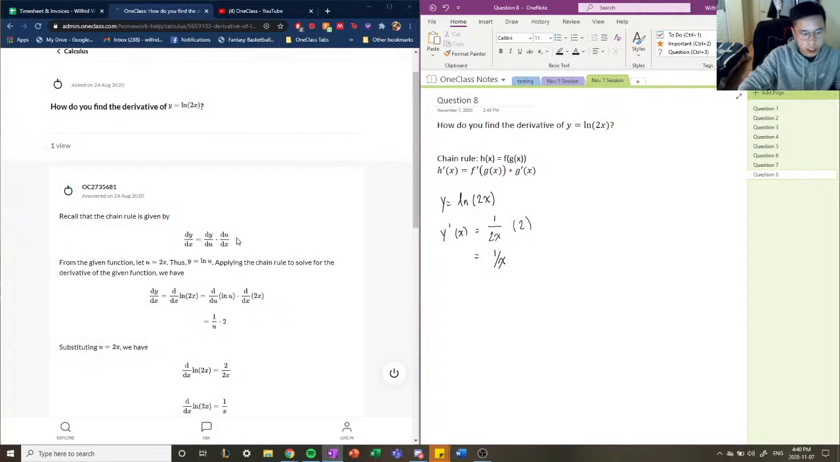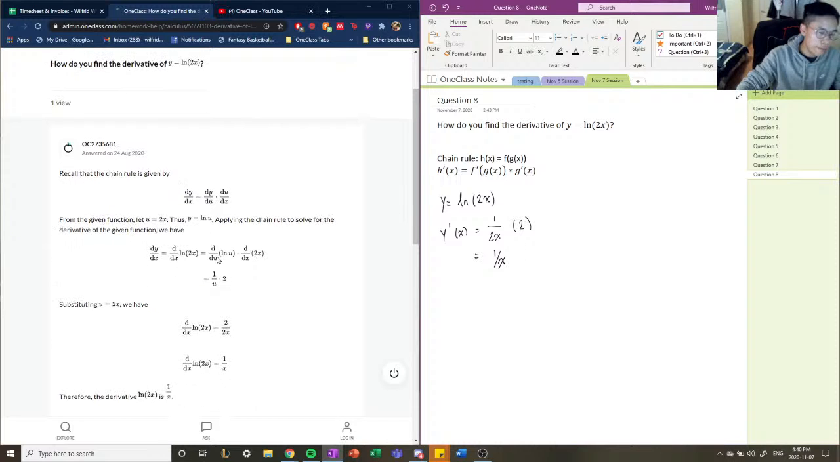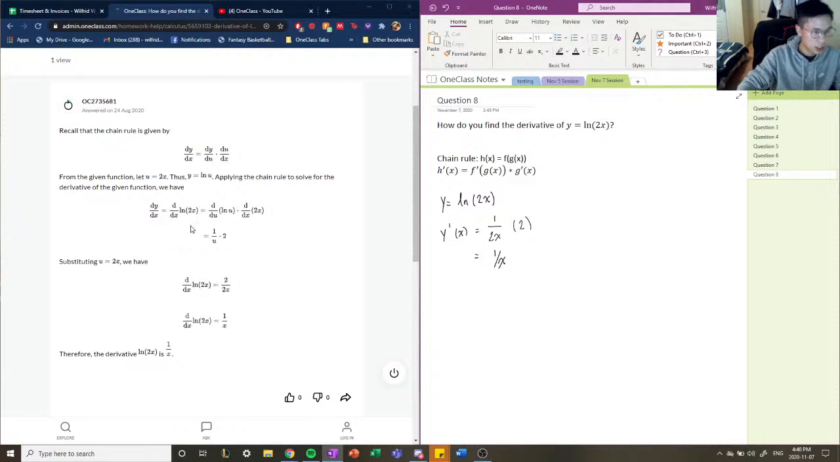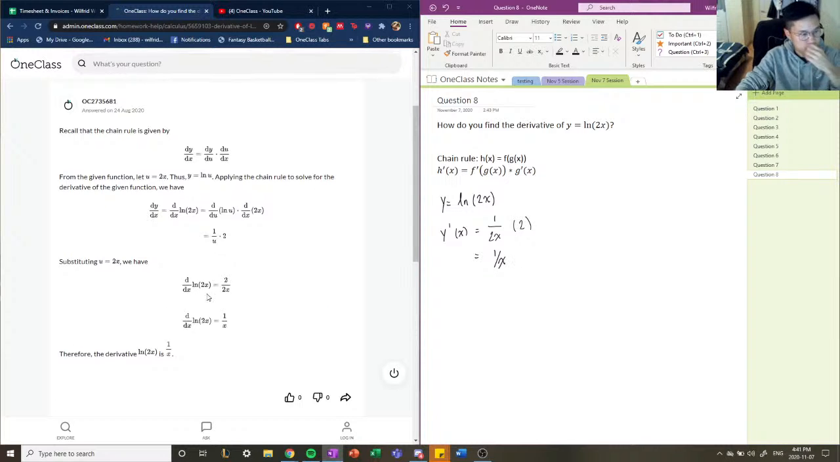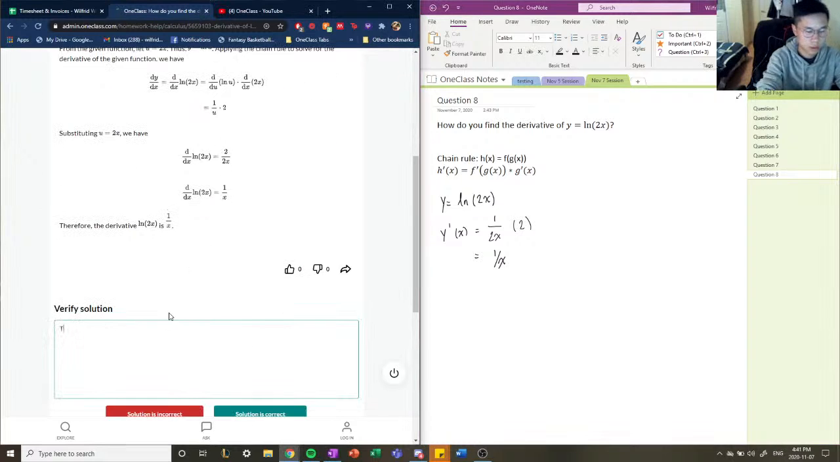So the junior tutor used a different notation. I used Newton, and they used Leibniz. But they came up with the same solution. They also used substitution, which is not necessary in this solution, but in the end, they came up with the same solution. So this is the correct solution. Good job. Cool.